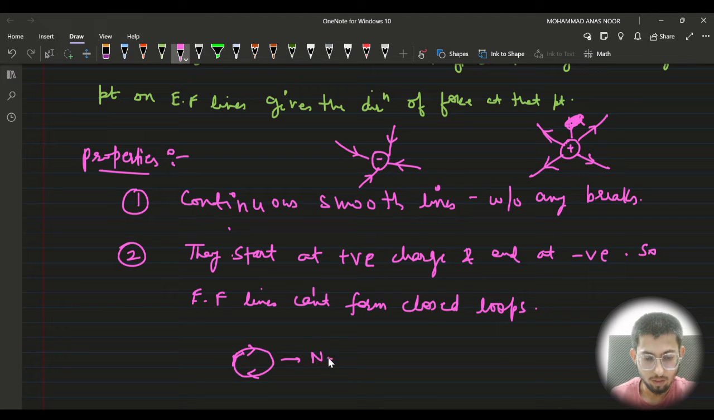This is not an electric field because the lines cannot form a closed loop. The initial point should start at positive and end at negative. So this cannot happen. This thing is wrong, right? They cannot form the closed loop.